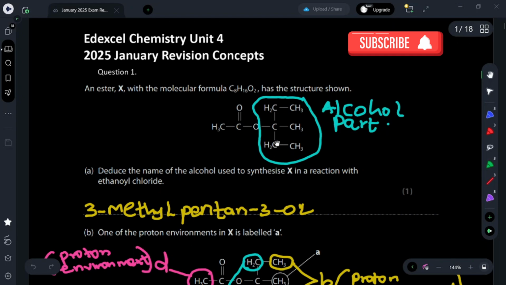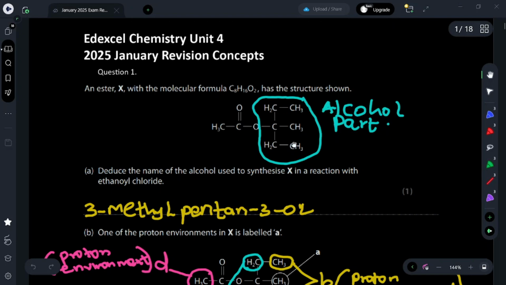So the first question: an ester X with the molecular formula C8H16O2 has the structure shown below. We have the ester, it has the ester link, the acid part, and the alcohol part, like we have indicated here. Right, so the first question, A: deduce the name of the alcohol used to synthesize X in a reaction with ethanoyl chloride. So we know this came from an acyl chloride and this other part came from an alcohol.